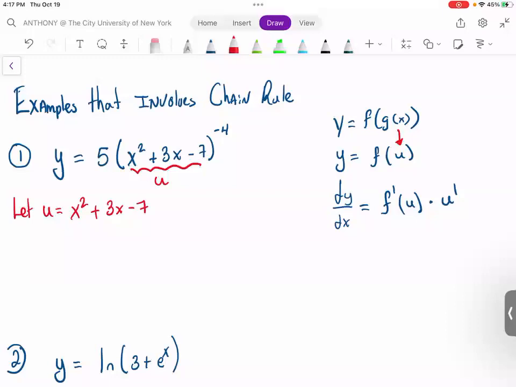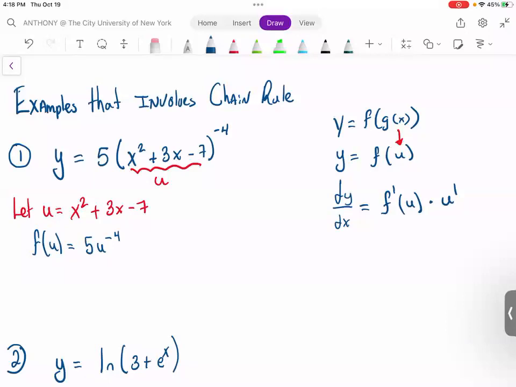Then you can take your derivative. You can say that du is, sorry, not du, my bad. Oopsie. Sorry, we have u is equal to x squared plus 3x minus 7. I got carried away there. I was thinking about calculus 2 for a moment. So the next thing that you want to do is just rewrite the function in terms of u. So if u is replacing x squared plus 3x minus 7, then what we're going to have is f of u will be 5 times u to the negative fourth power.